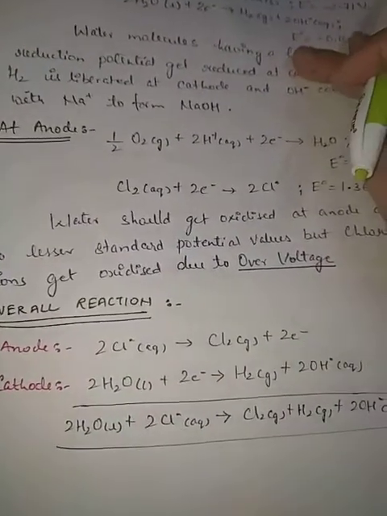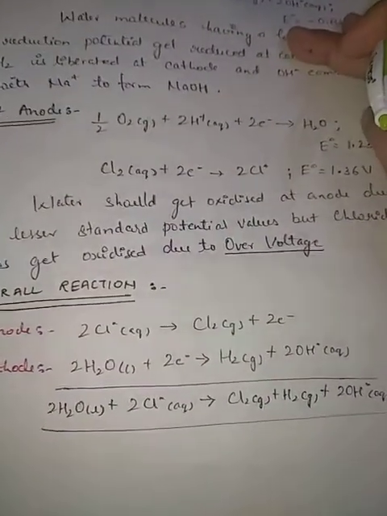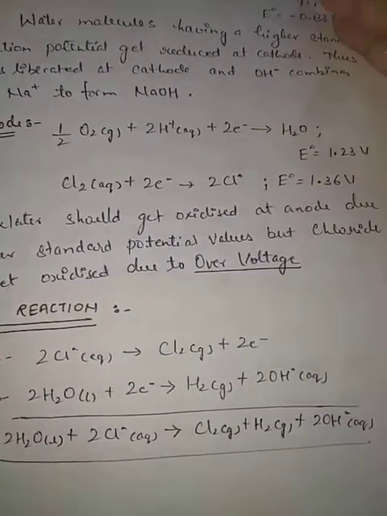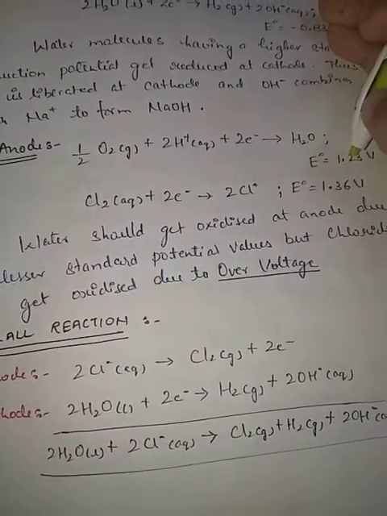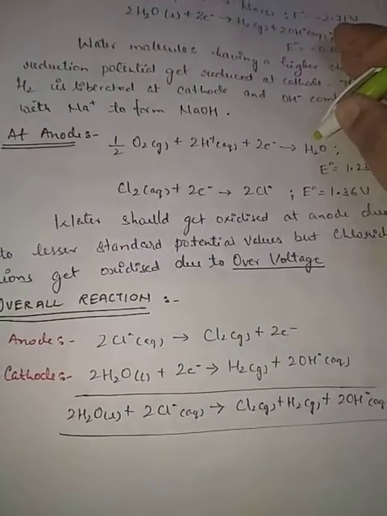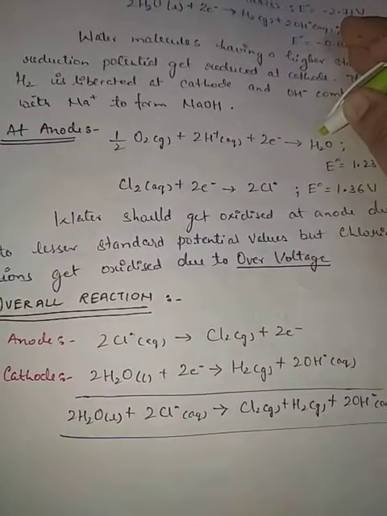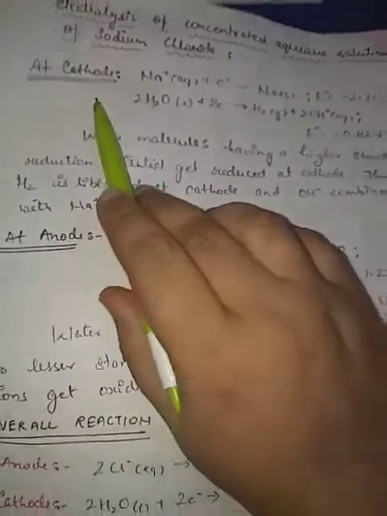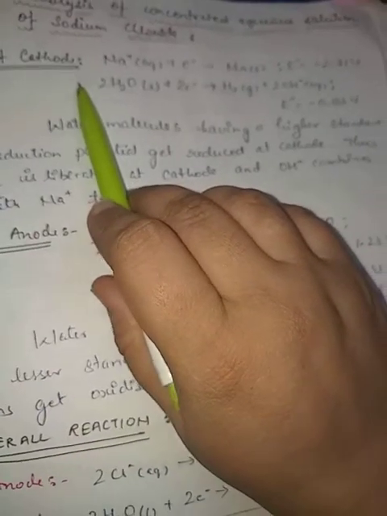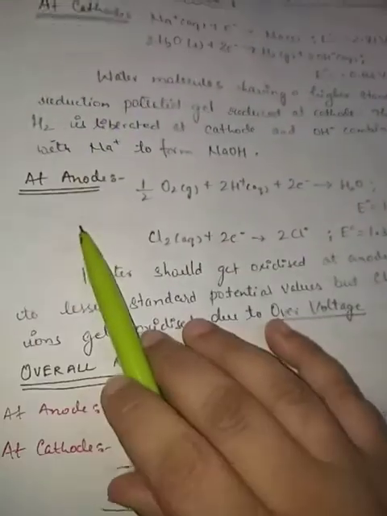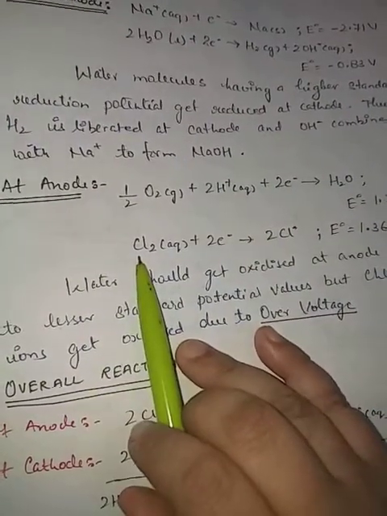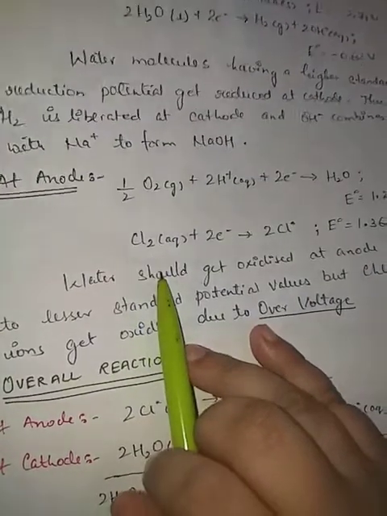The one which will be having the lesser standard potential value will be collected at the anode. Since 1.23 is lesser, it means water will get oxidized at the anode due to the lesser standard potential value. If we talk about the cathode, since reduction takes place here, the one that will be reduced is the one having the higher reduction potential value. And at the anode, the oxidation reaction takes place. That's why at the anode, that has to be collected which is having the lesser standard potential value.